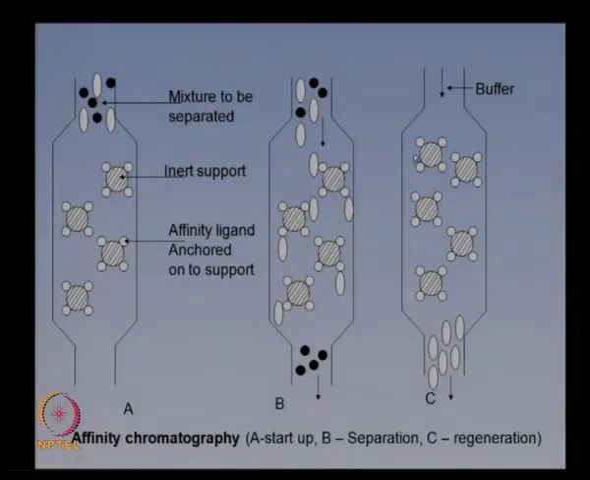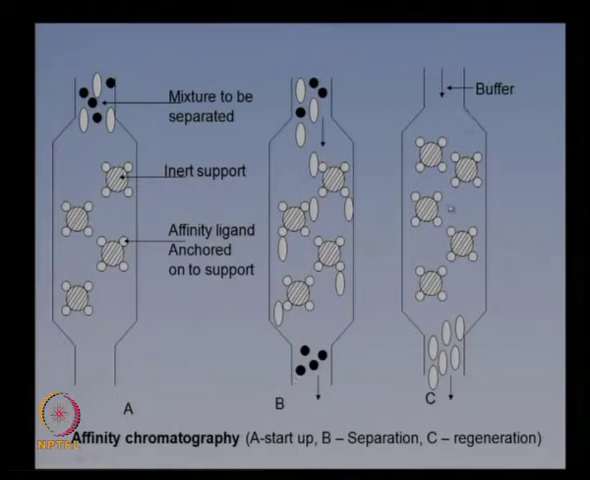We saw this picture in the previous class as well. What you have is an inert support, and the affinity ligand is anchored to this inert support. Now imagine we have a mixture that needs to be separated. We have those molecules which are complementary to this affinity ligand and those which are not. As the mixture flows here, those molecules which are complementary to the affinity ligand get bound and the remaining molecules flow out. So we are separating those which are complementary and those which are not.